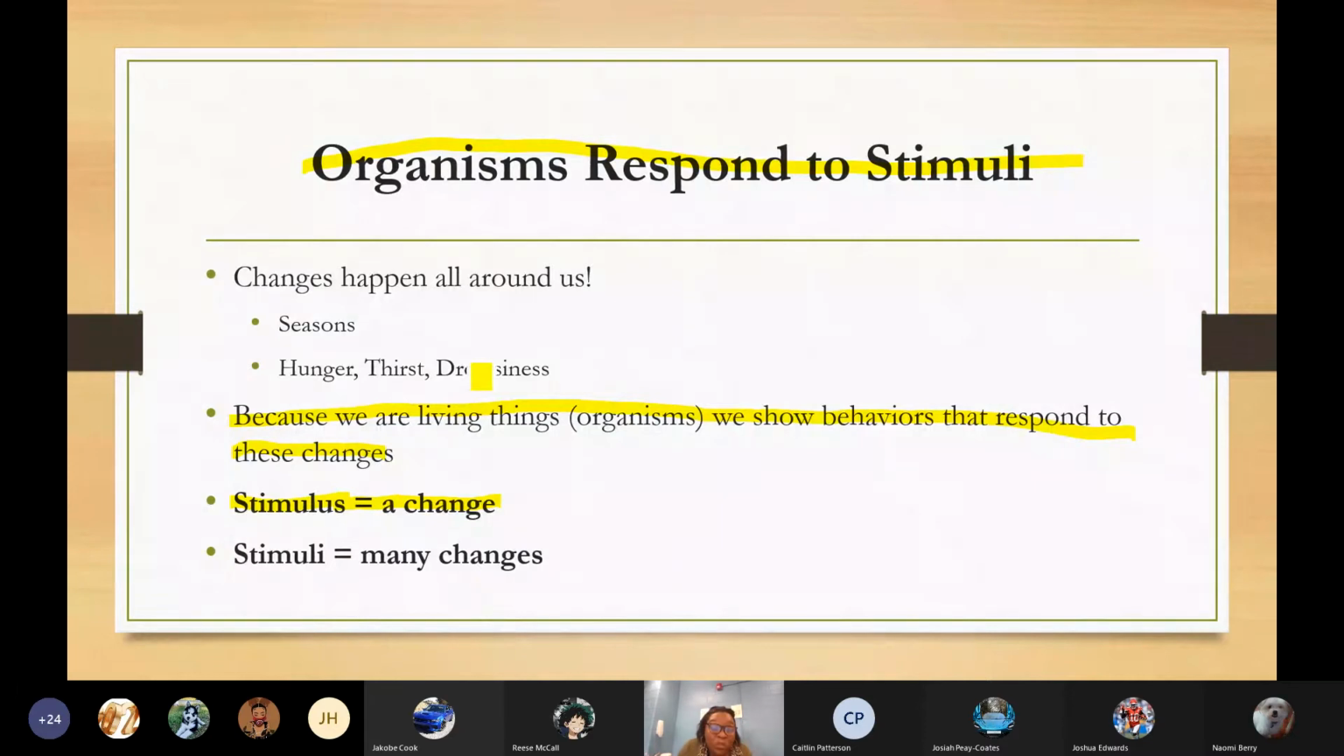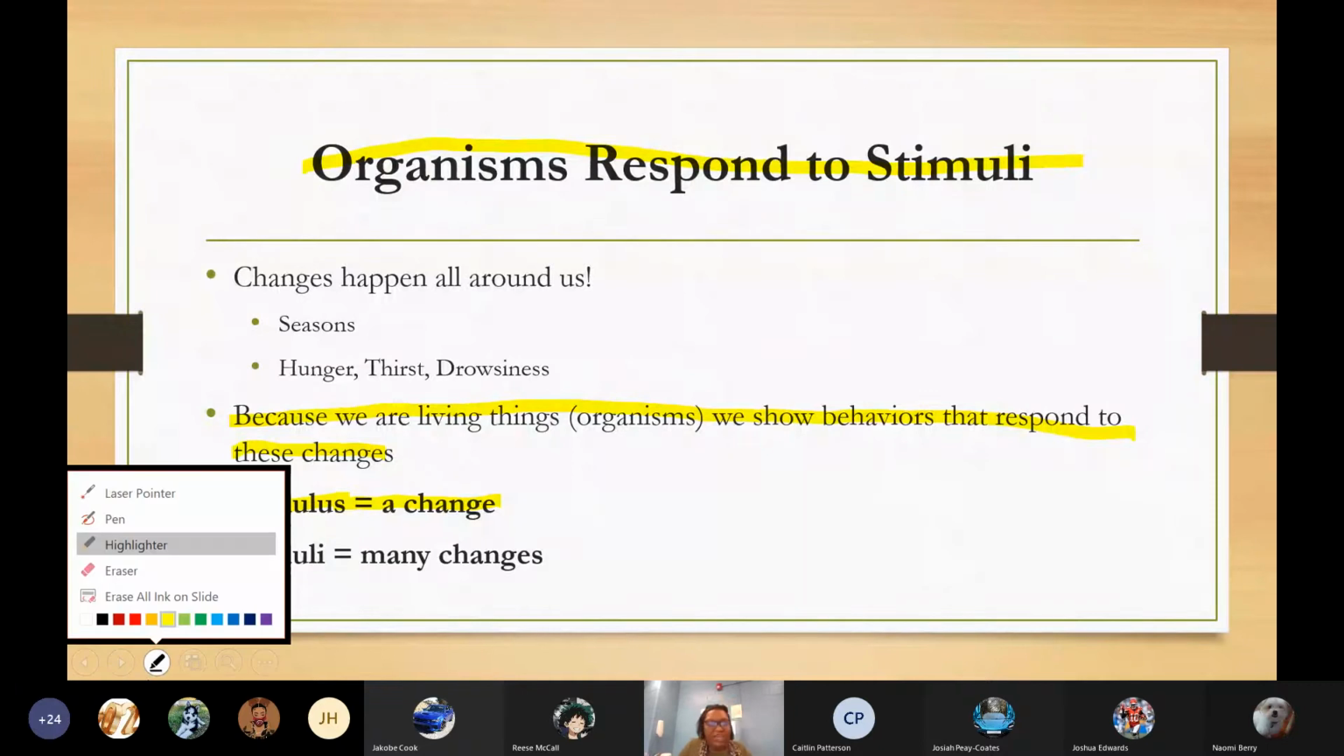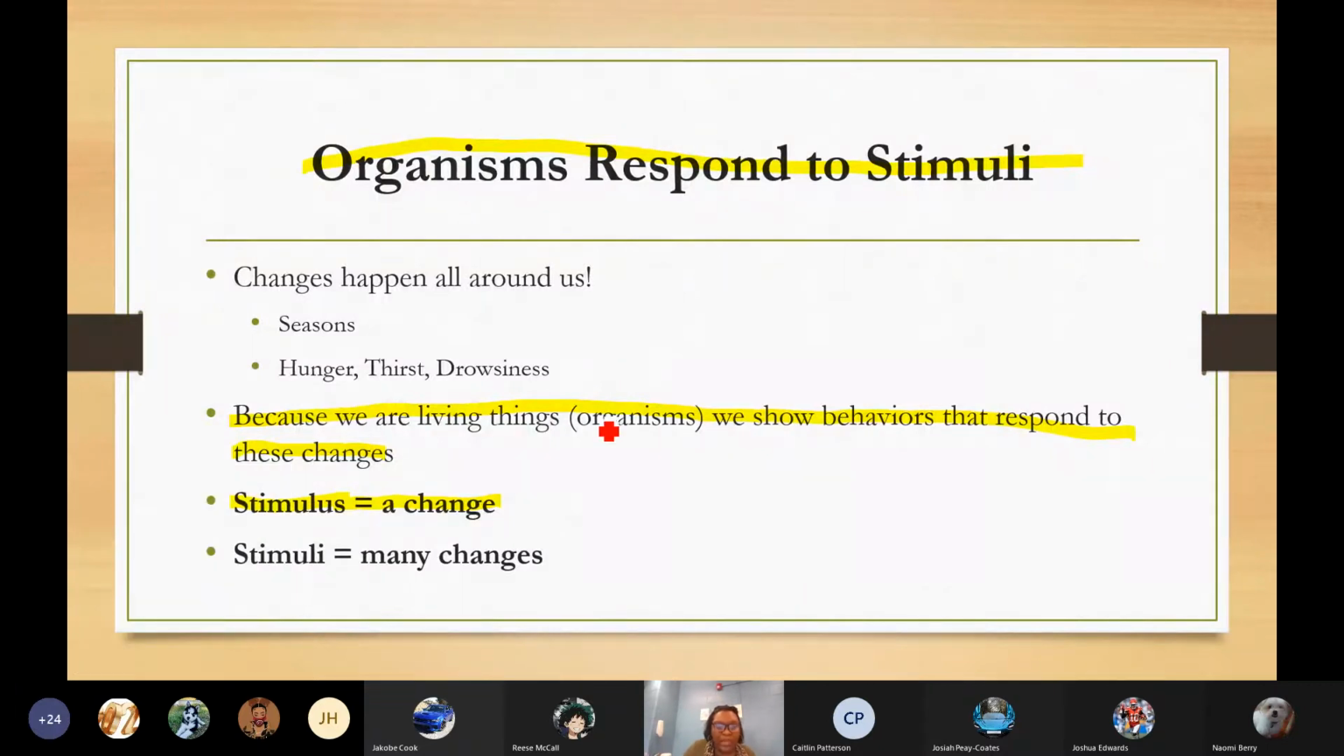So stimulus with US, that's singular. That's just one change. We want to make sure we have this in our notes so we know the difference between these words. A stimulus is singular. Stimuli with an I means more than one change, many changes. This is the plural form.